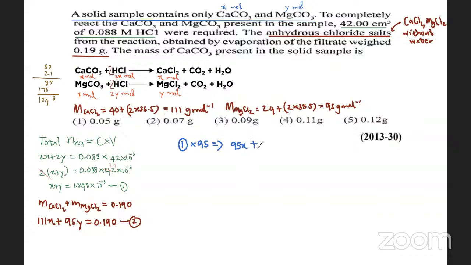95x plus 95y equal to, this whole number must be multiplied by 95. Yes, you don't have calculators at the exam, so you have to do it. Let me quickly do it.